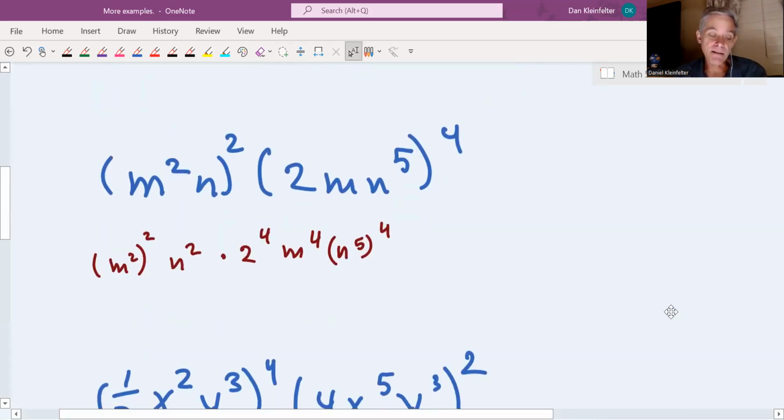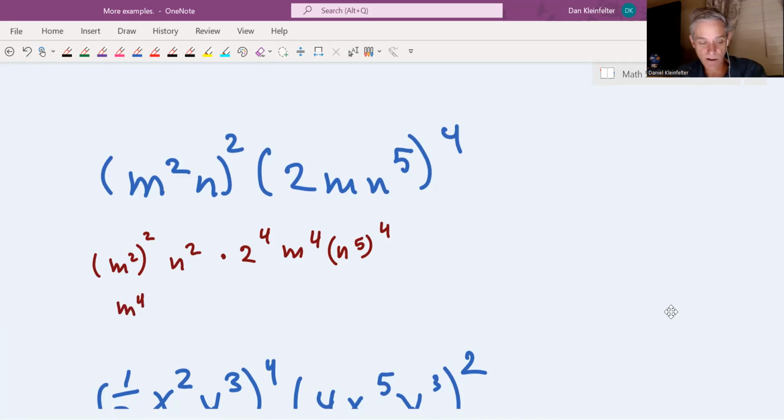Okay, it's getting better. It may not look like it, but it is. Raising a power to a power here, we have (m squared) squared. That's m to the fourth power. 2 to the fourth power is 16. m to the fourth is still m to the fourth. And (n to the fifth power) raised to the fourth power is n to the 20th power.